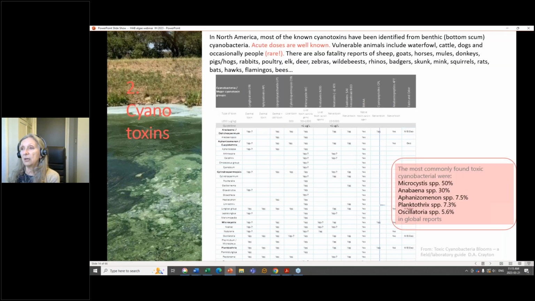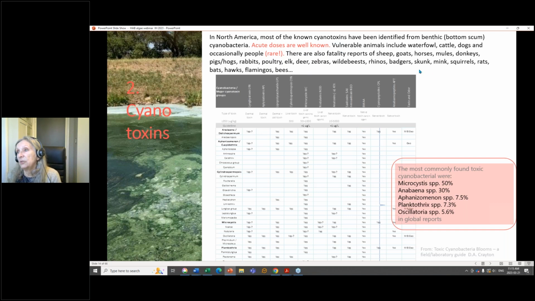And then cyanotoxins, we'll be spending some time on this. This is an ascending problem. It's increasing worldwide. What exactly is the issue? Well, there's a whole range of cyanobacteria. There's several thousand different species, and they also produce a wide range of cyanotoxins, and each of these species often produce more than one. So it gets complicated fast.